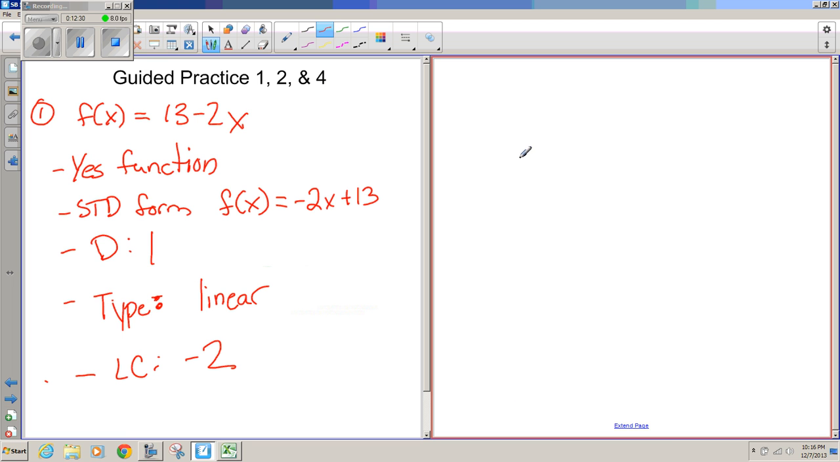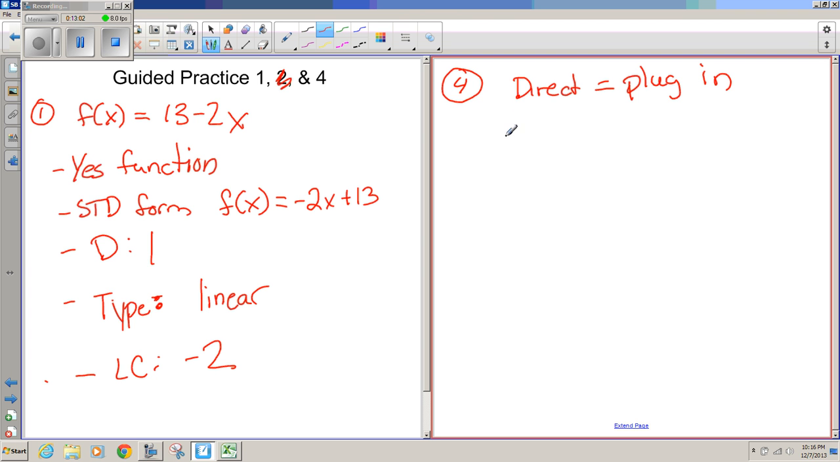Guided practice number 2, we don't have to do number 2. We're just going to do number 4. Number 4 says use direct substitution to evaluate for the given value. Direct substitution is plug in. You plug in the value and you solve.